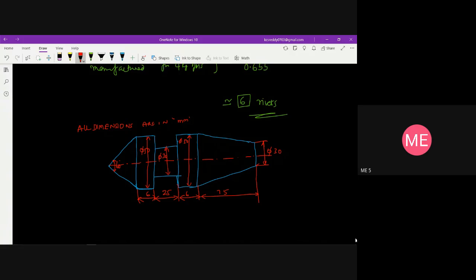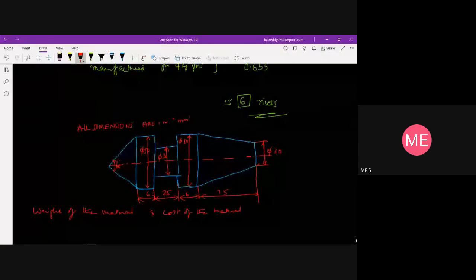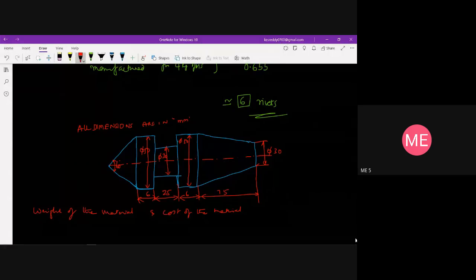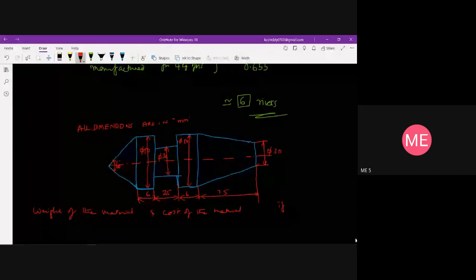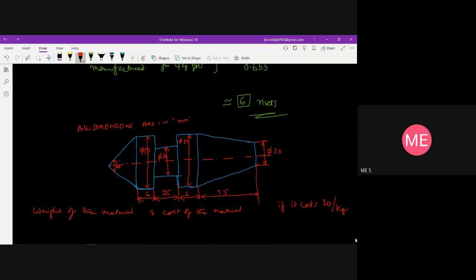So we need to find out the weight of the material, and the cost of the material, and we have taken 20 rupees per kg. Find the cost of the material if it costs 20 rupees per kg. Okay, so rupees 20 per kg, and the density of this material is given as 7.85 grams per cc. So this is the data given.